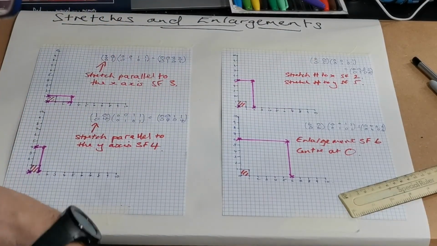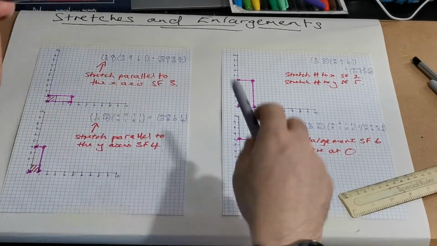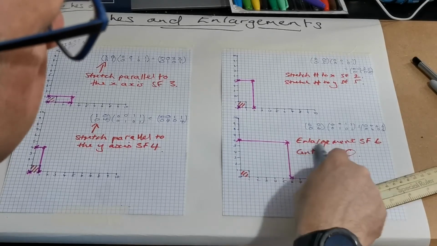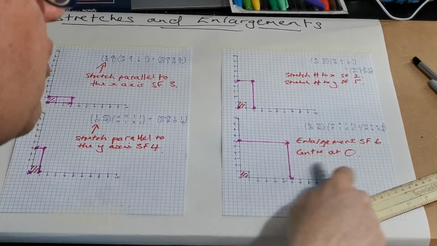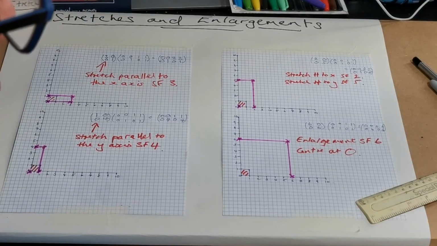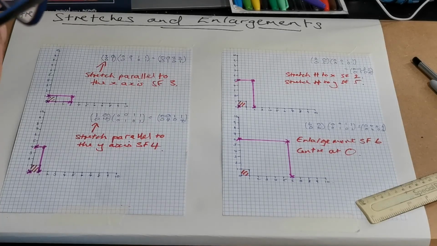And be sure to put all the details down. So stretch parallel to the x-axis, stretch parallel to the y-axis, enlargement scale factor 6, but important to put down where the centre is. And although all the centres are going to be the same, it's still important that you know what's happening mathematically and you are showing that to your examiner. Okay?